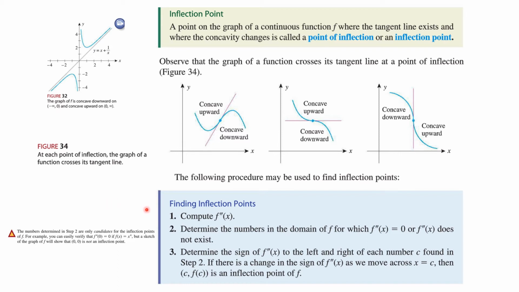Now, to find inflection points, here's your procedure. Compute f double prime. Then we're going to determine places where f double prime is equal to 0 or where f double prime does not exist. Okay, now those are the candidate points. That's what it says over here. Those are candidates. That doesn't mean those are inflection points yet. But then you determine the sign of f double prime to the left and right of each of those critical numbers found here. And if there's a change in the sign of f double prime as we move across it, then (c, f of c) is an inflection point for f.